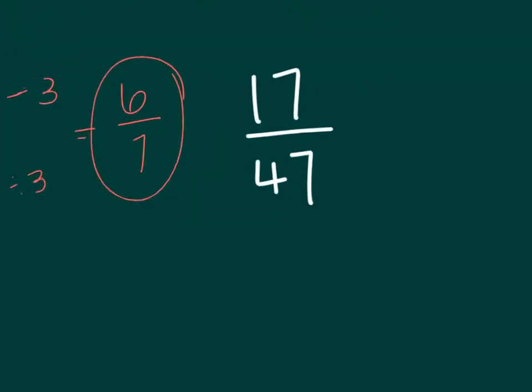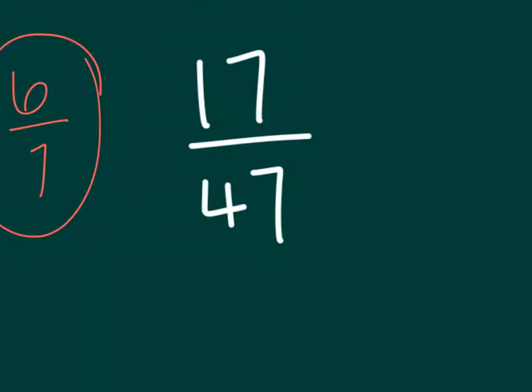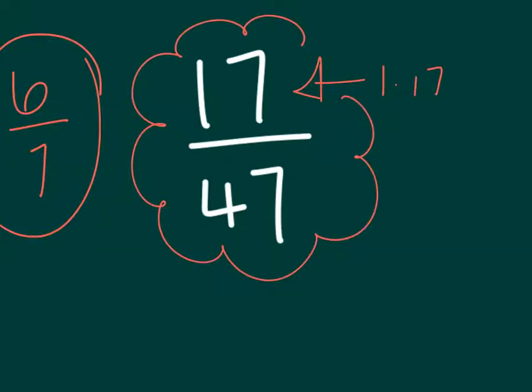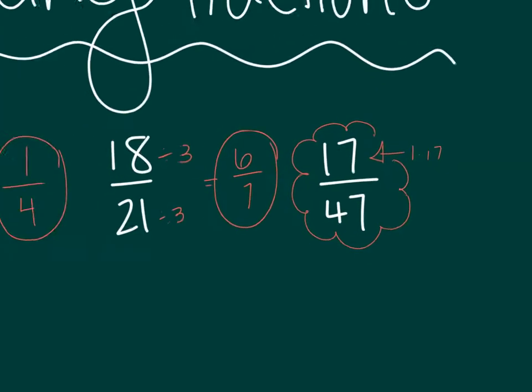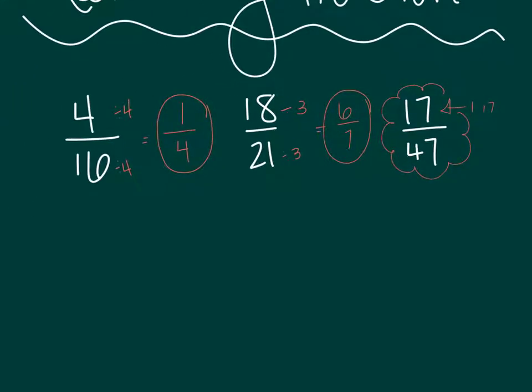Now lastly, if I look at 17 and 47, 17 is actually prime, right? So the only factors that could go into it are 1 and 17, and 47 doesn't have a factor of 1 or 17. So actually right here, 17 over 47 is the most simplified form. So make sure that when you're given fractions and it says to reduce, they might not. They might be in their most simplified form, and that is okay.